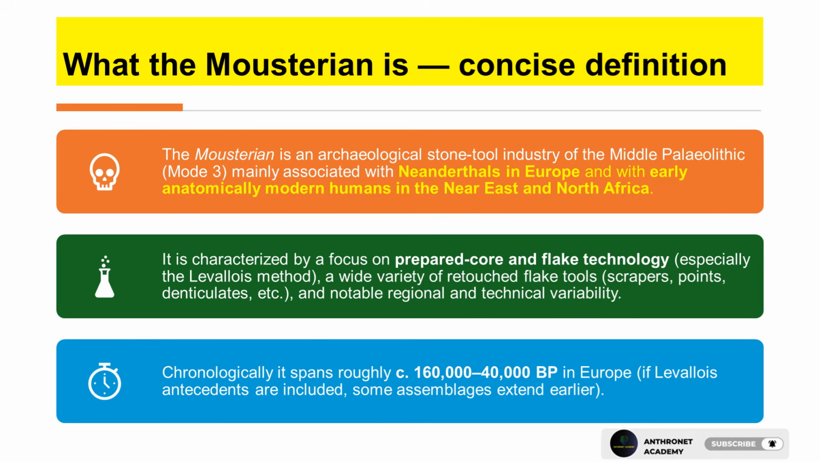Chronologically, it spans roughly c. 160,000 to 40,000 BP in Europe. If Levallois antecedents are included, some assemblages extend earlier.